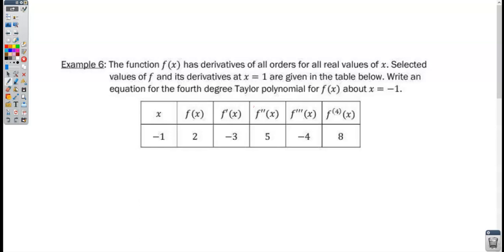Alright folks, welcome back. This is video number 3 for section 10.11, finding Taylor polynomial approximations of functions. This should be a pretty short video, a couple of quick examples to finish up the lesson here.